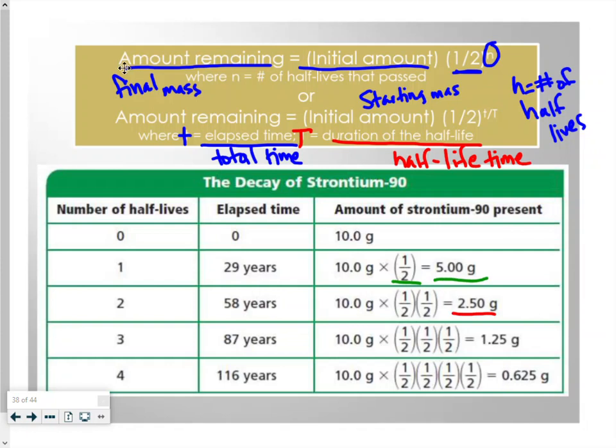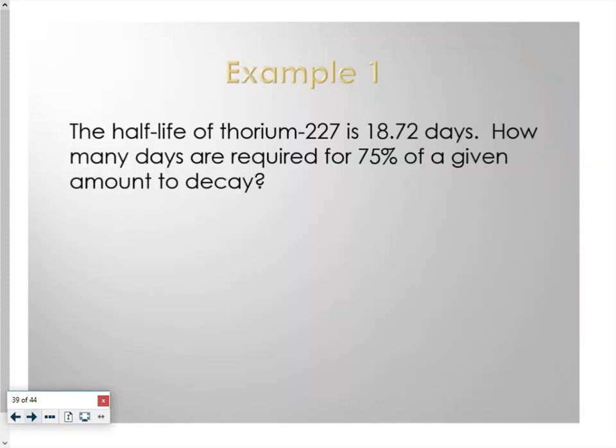So let me show you some examples of the way they're worded and what type of variables you'll have to solve for, because there's a bunch of different ways they could ask these questions. So for instance, the half-life of thorium-227 is 18.72 days. How many days are required for 75% of a given amount to decay? When they give you stuff like this, they don't give us a starting mass, they don't give us an ending mass. All they tell us is the percentage that went away and the half-life time.